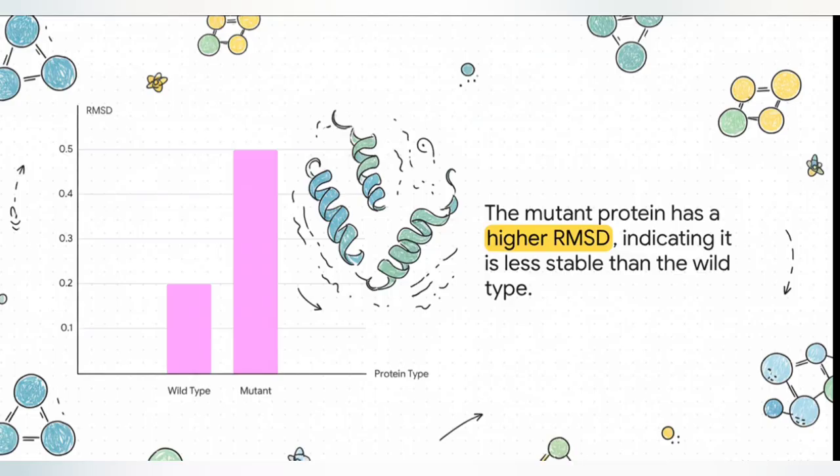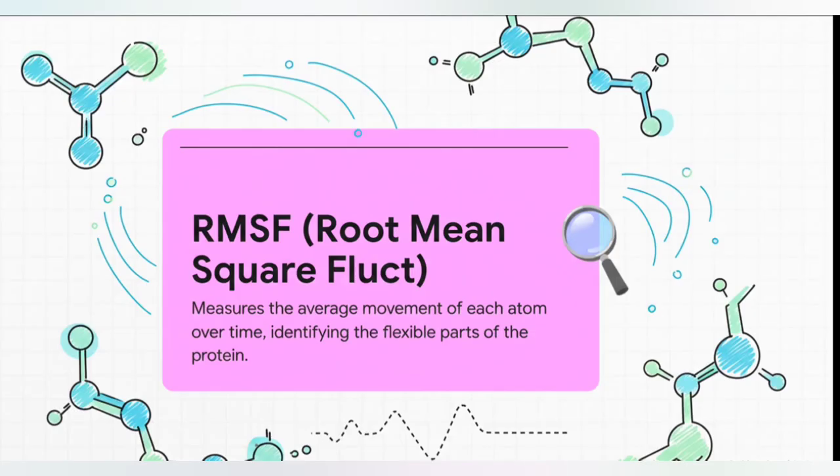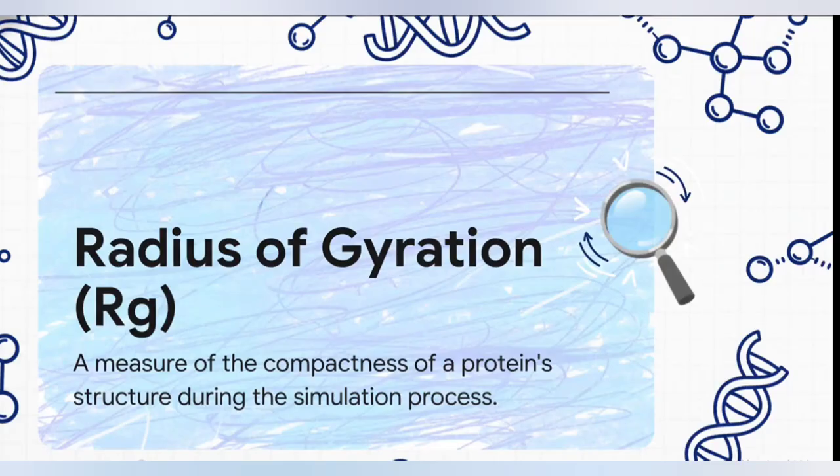It's an amazing way to see the impact of tiny changes. Okay, next up we have RMSF. Now, if RMSD was our wide-angle lens for the whole molecule, RMSF is our zoom lens. It lets us look at each individual part, each amino acid, and see how much it's moving. It's perfect for finding the really flexible bits, the flappy parts and hinges that are often the most important for the protein's job. And our third key tool is the radius of gyration, or RG.